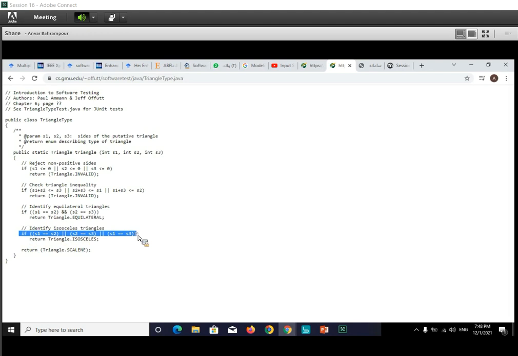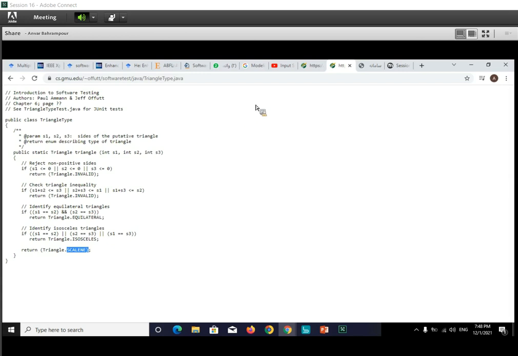And in the fourth step we check if the input sides make an isosceles triangle or not. If two of these three sides are equal, we have an isosceles triangle. Okay, if none of these conditions is true, we could return scalene triangle.